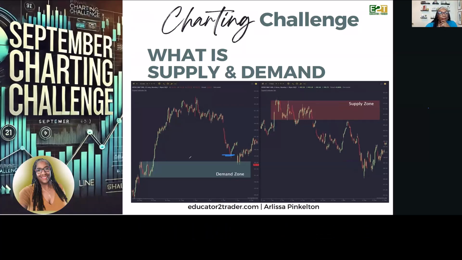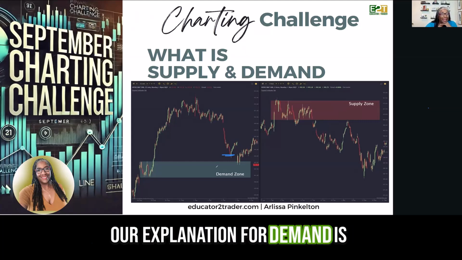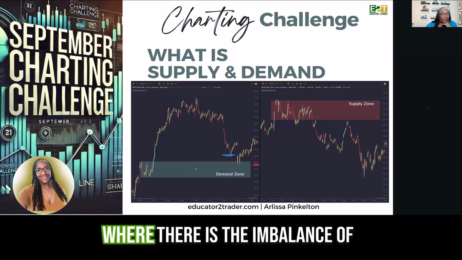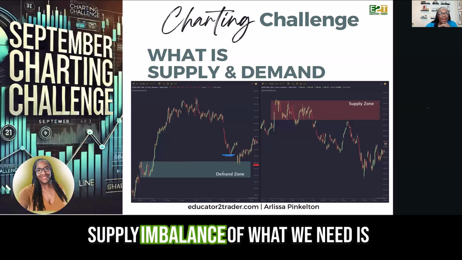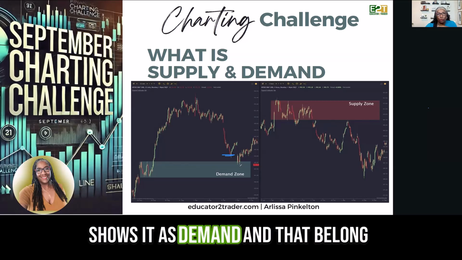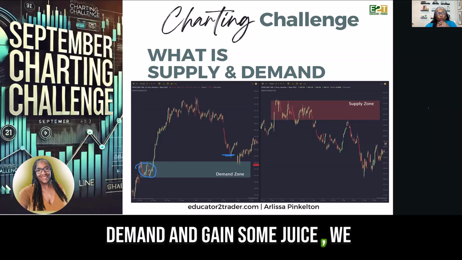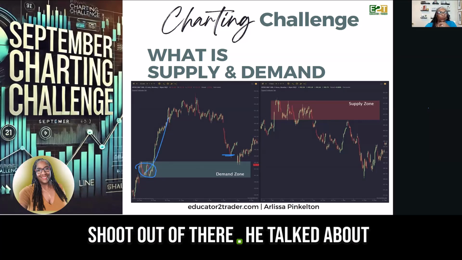But notice there's also a support here that is not in the demand zone. That's not demand, because our explanation for demand is where there is an imbalance of supply. What shows it as demand, and that's part of your homework actually, is what happens after you go down into demand and gain some juice.